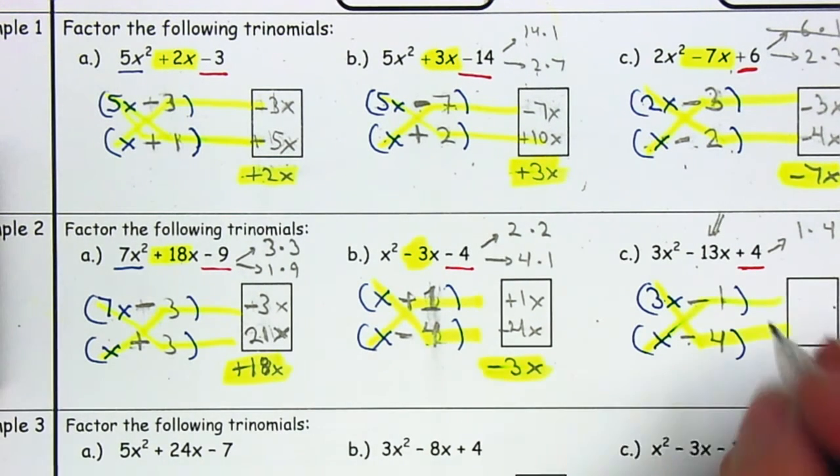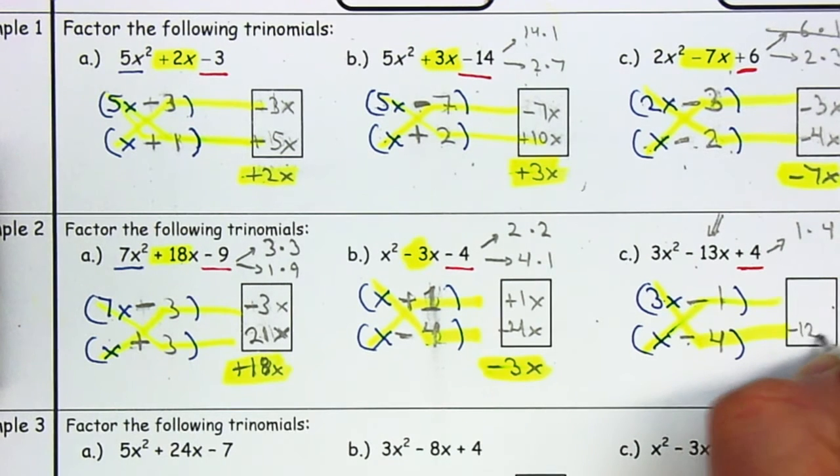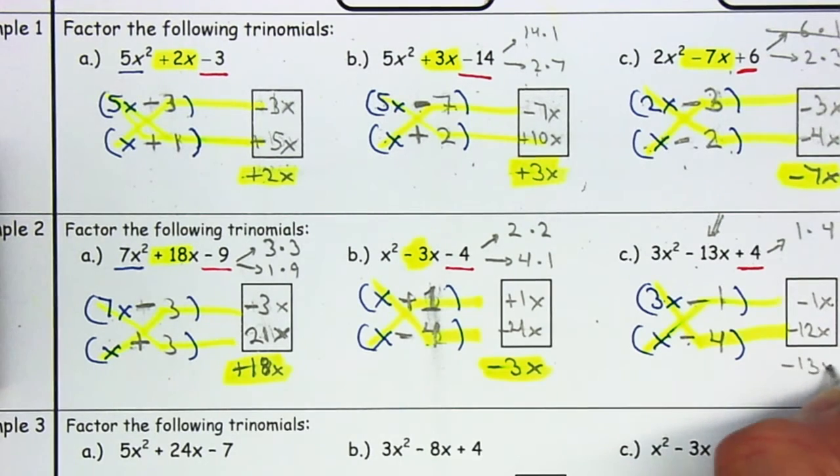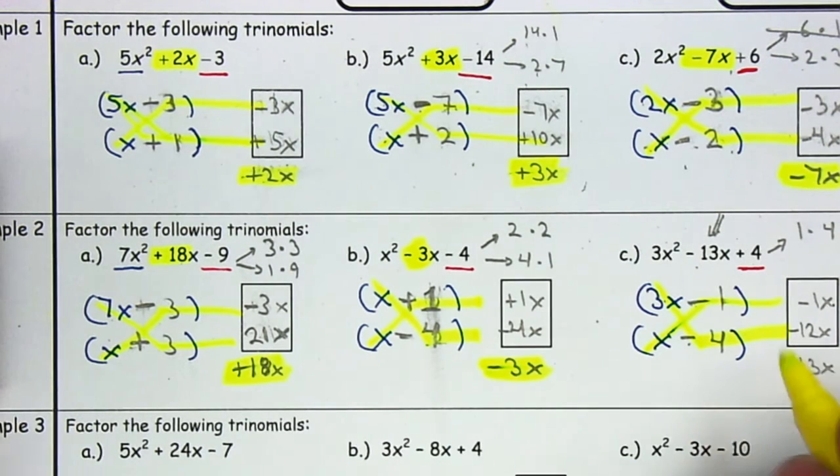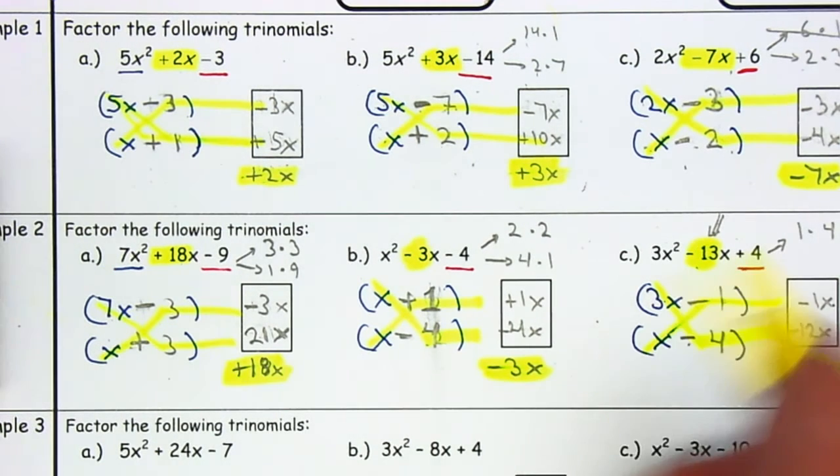and that will give me negative 12x and negative 1x. If I add them, does it give me negative 13x? Perfect. So if you can think a little bit ahead of time, that's going to save you some work.